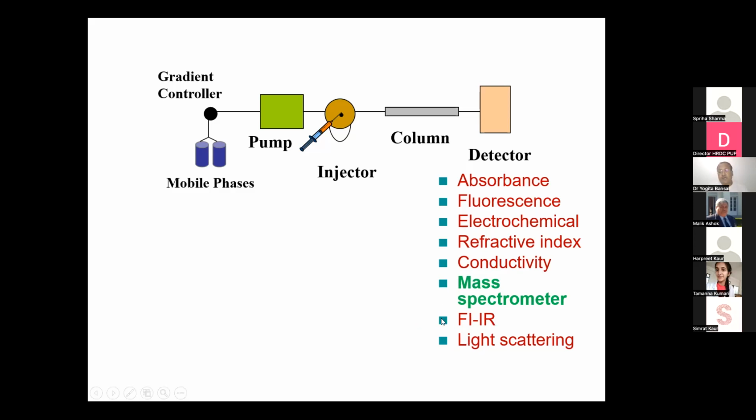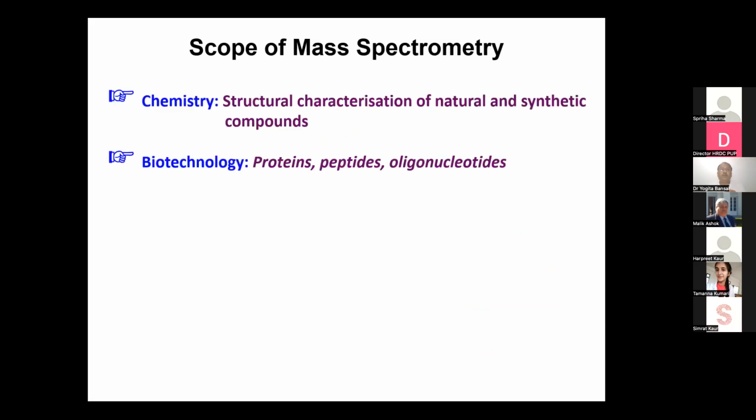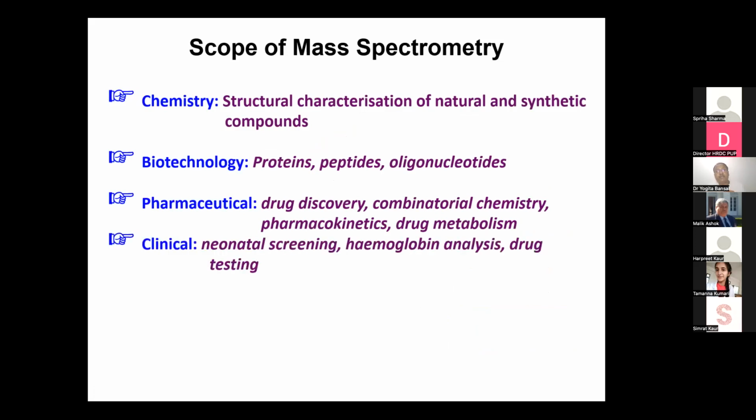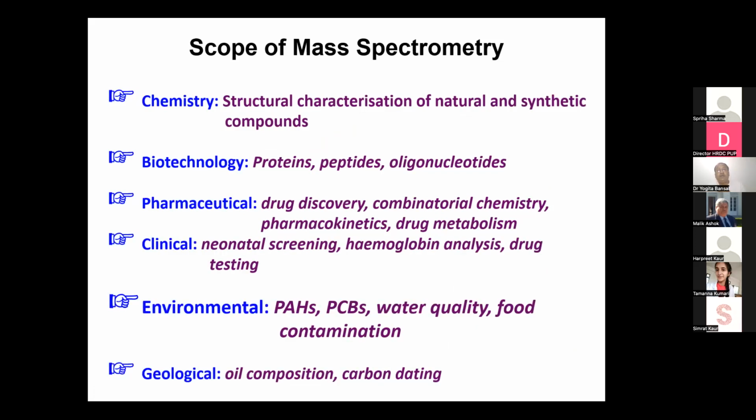So out of these, mass spectrometer and light scattering are the two universal detectors which can cover all the components. Light scattering again has some operational problems and sensitivity problems. Only the mass spectrometer is a detector which can be used for any type of organic compound which can be separated by liquid chromatography. So what is the scope of mass spectrometry? First we have to understand what mass spectrometry is and how it works.